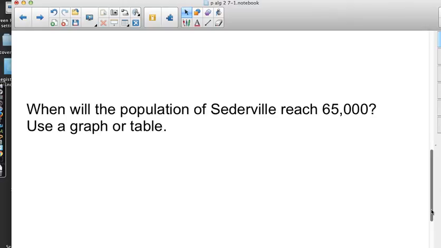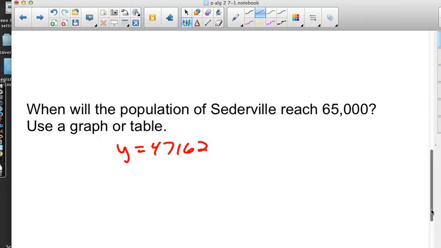So we want to know when the population of Cedarville is going to reach 65,000. Well, we had a model for that, didn't we? Y equals 47,162 times 1.02 to the t. Where do you suppose 65,000 is supposed to go? It is, that's not time.